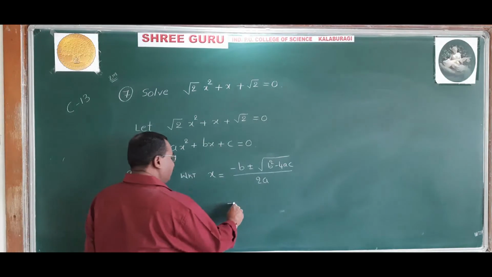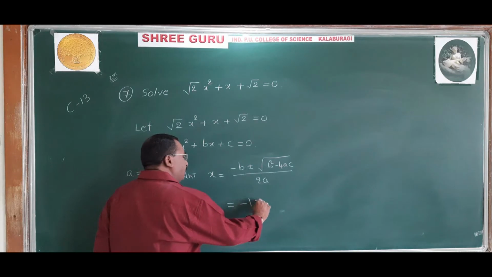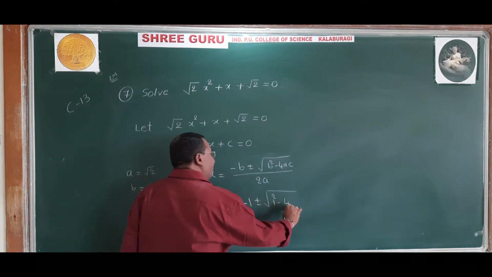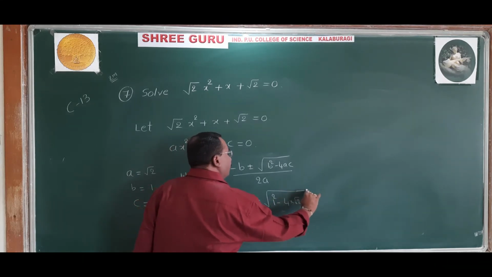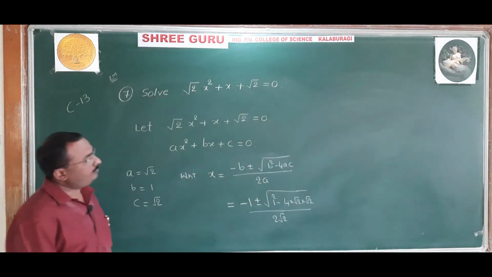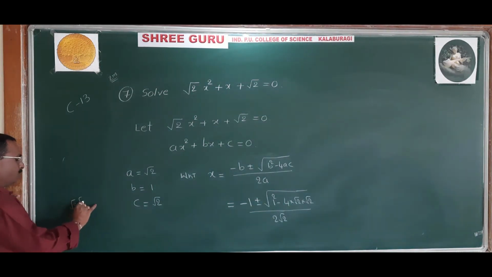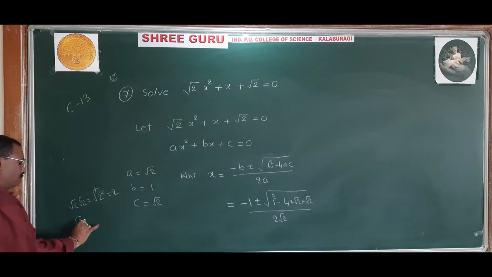That is equal to minus b is what? b is 1. Minus 1 plus or minus square root of b square, 1 square, minus 4. a is what? Root 2. c is what? Root 2, divided by 2. a value is what? Root 2. Here root 2 times root 2 is root 2 square. Square and root get cancelled, 2. Otherwise root 4 value is what? 2.